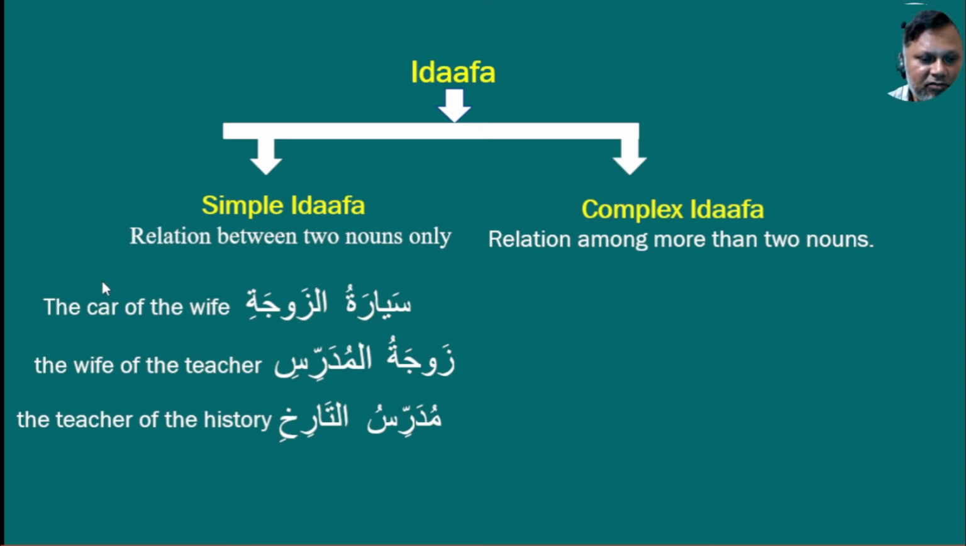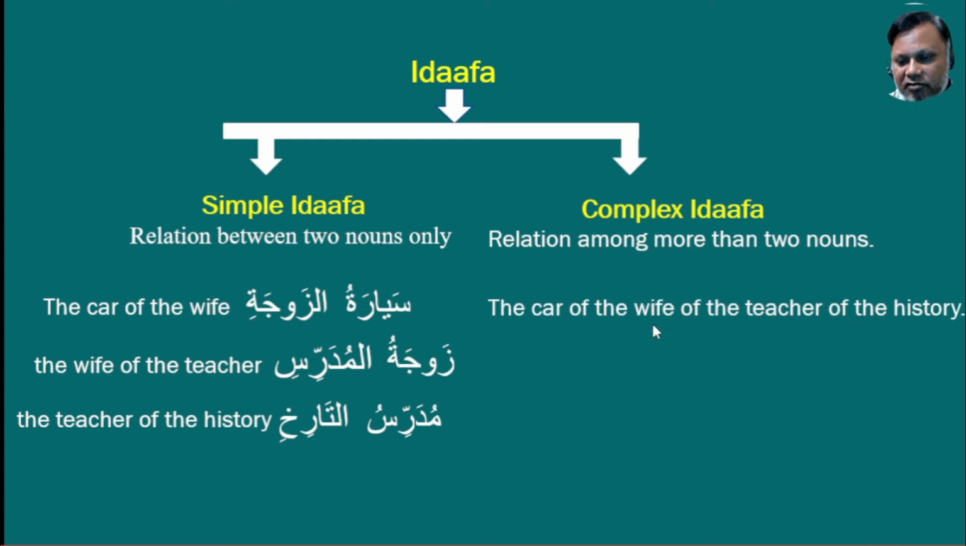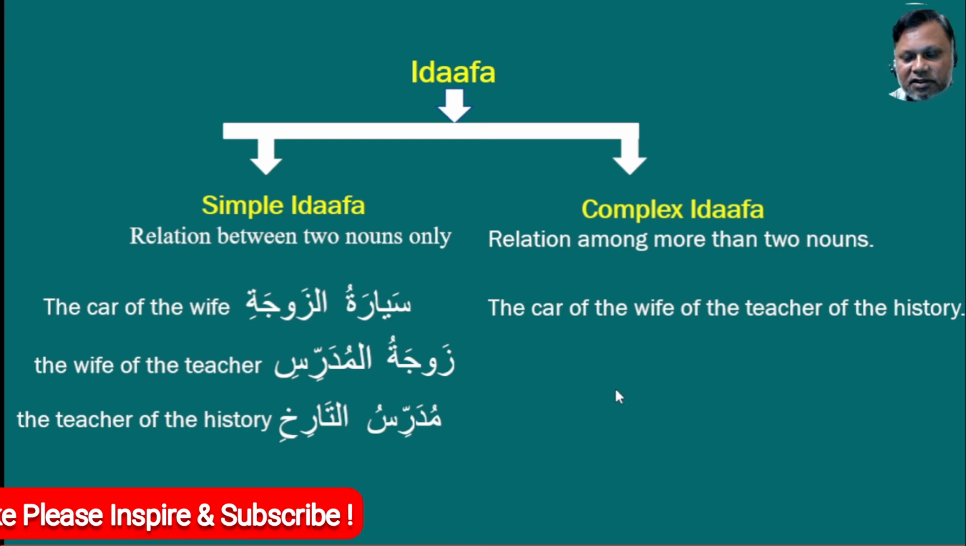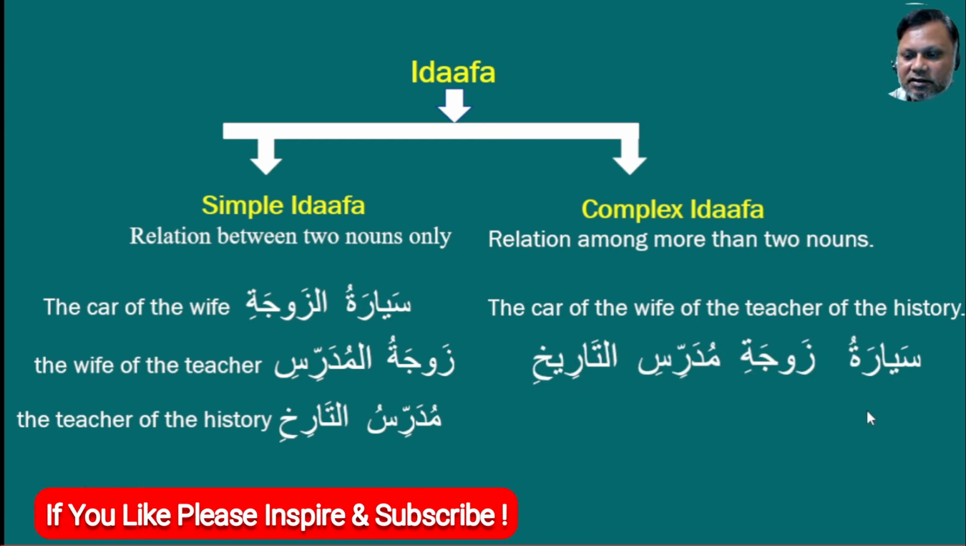Now, if we make these three things together, if we want to combine these three sentences: the car of the wife, and the wife of the teacher, and the teacher of the history, we can say like this: the car of the wife of the teacher of the history. Combining these three, we can make a single sentence. Here the first noun is the car. We have to start from this car.